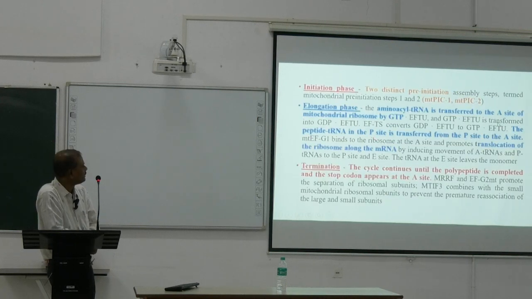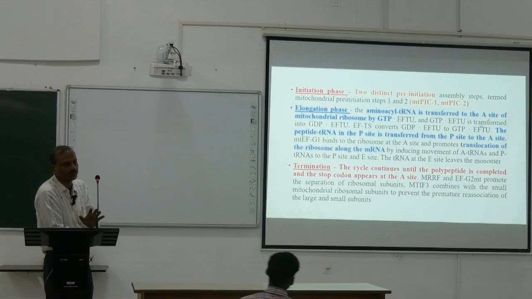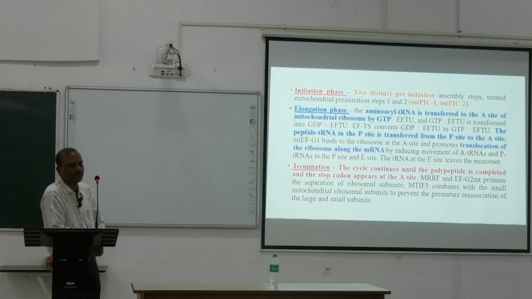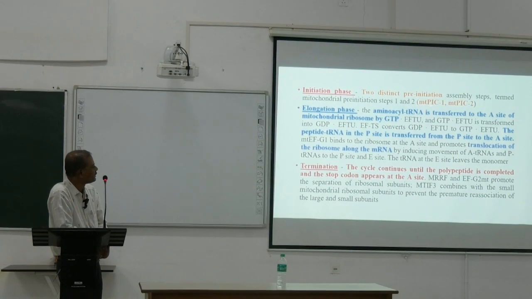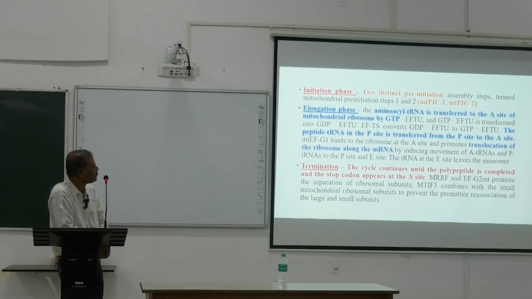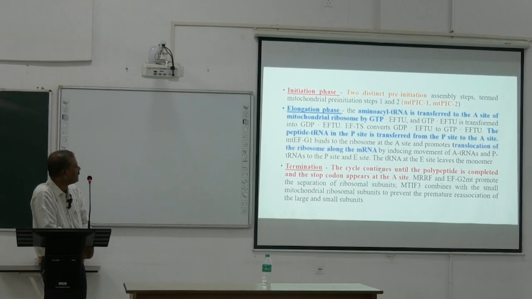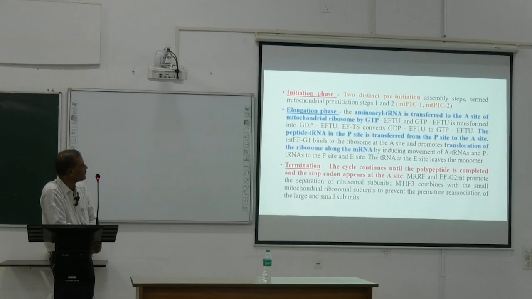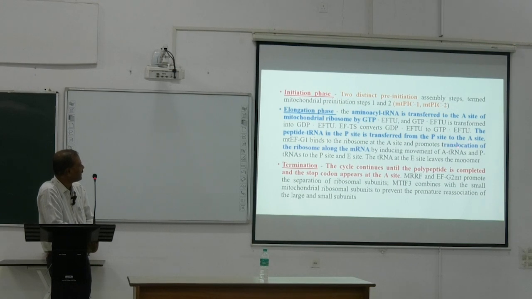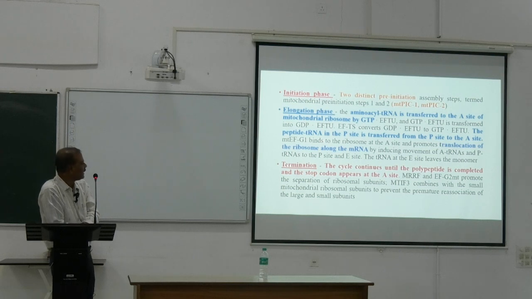There are two distinct phases. In the initiation phase, we have seen that there is only one pre-initiation complex, both in prokaryotes and eukaryotes. But here there are two distinct pre-initiation complexes, mitochondrial PIC1 and mitochondrial PIC2. The rest is the same: the aminoacyl tRNA is transferred to the A site of the mitochondrial ribosome by GTP, and the peptidyl tRNA from the A site is transferred to the P site, and then translocation of the ribosome occurs the same as in prokaryotes and eukaryotes, and the cycle continues until a stop codon is reached.